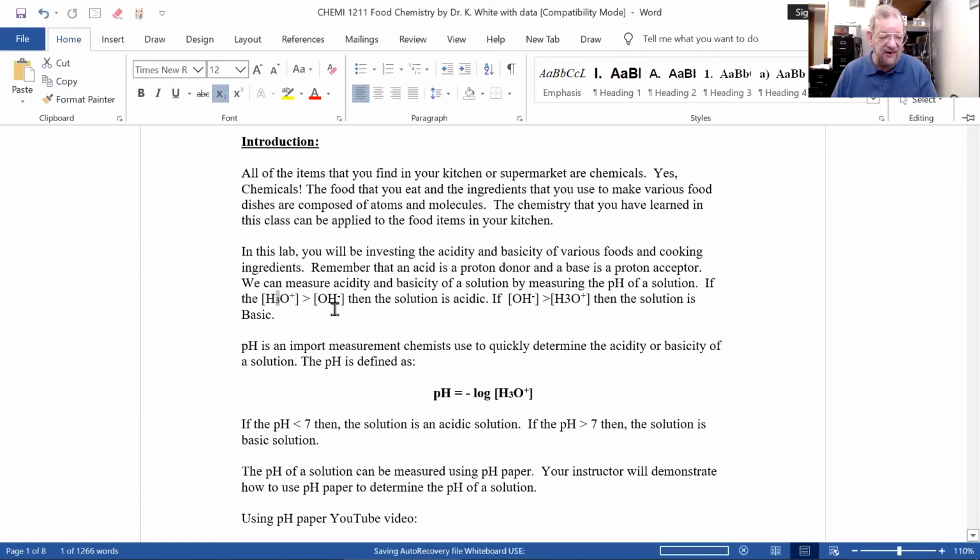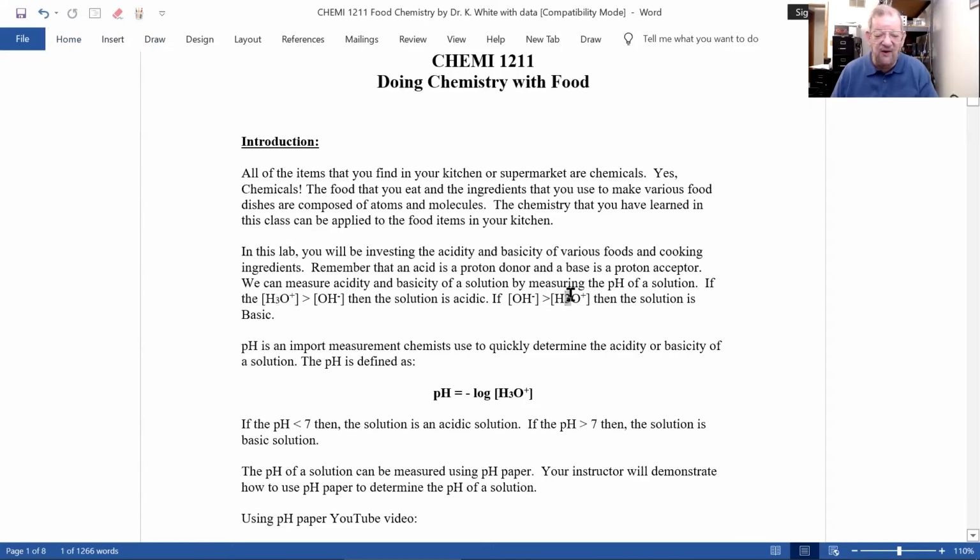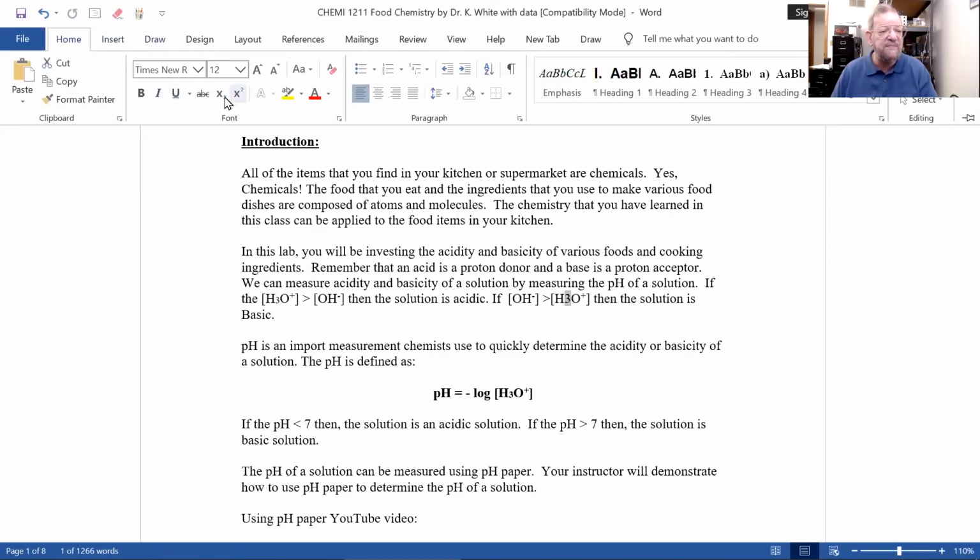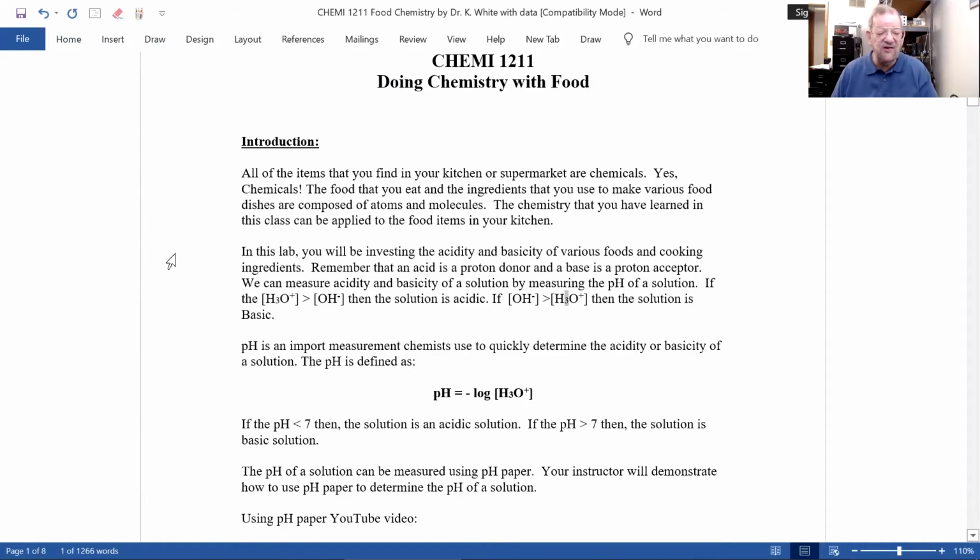If [H3O+] is greater than the hydroxide, it's acidic. If the hydroxide is greater than the hydronium ion concentration, H3O+, then the solution is basic. Now, an easier way to do that is pH.